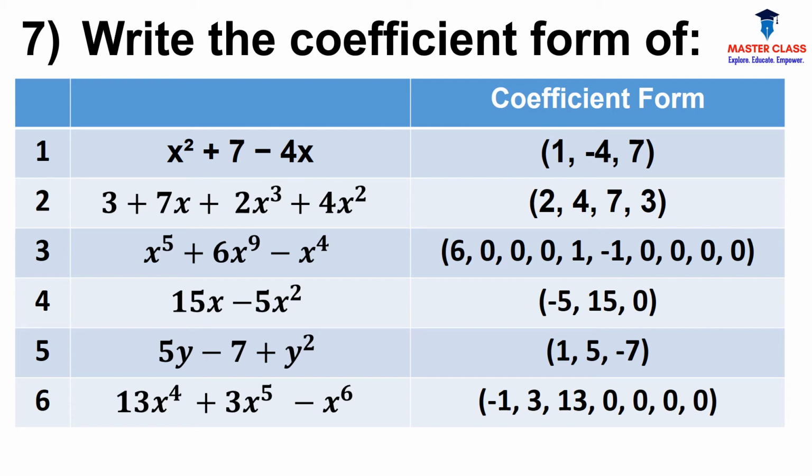The last polynomial given is 13x raised to 4 plus 3x raised to 5 minus x raised to 6. This must be written as minus 1, 3, 13, 0, 0, 0, 0. It is now in coefficient form. It will be seen from the above that if the degree of the polynomial is n, then there will be n plus 1 terms in the coefficient form. For example, the degree of the last polynomial was 6 and therefore there were 7 numbers in the coefficient form.